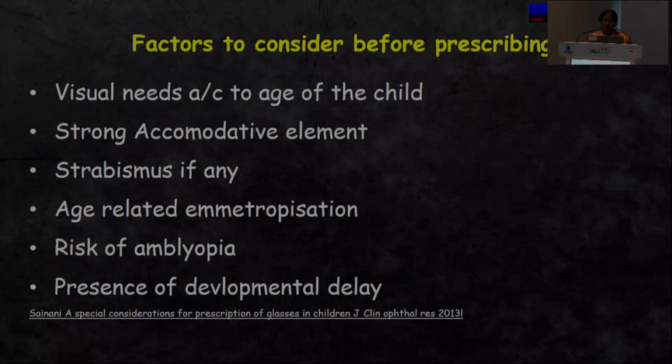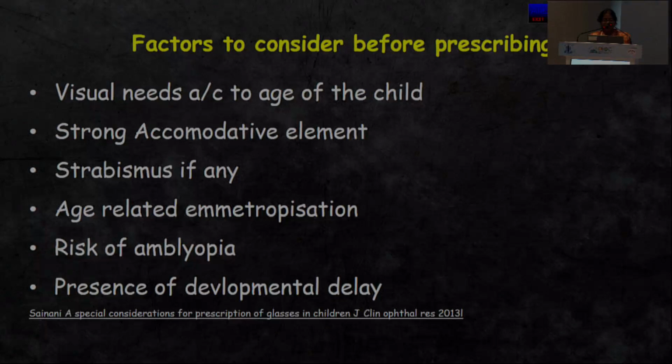So there are certain factors that we need to consider before prescribing. First is visual needs according to the age of the child. How do we understand this? For an infant, or for a kid of around 1 or 2 months, the kid would be more interested in the new world. He would be more interested in seeing the mother's face. So prescribing a -3 diopter to a 1.5 month old kid would behave differently to the same prescription that we give to a 12-year-old child, right?